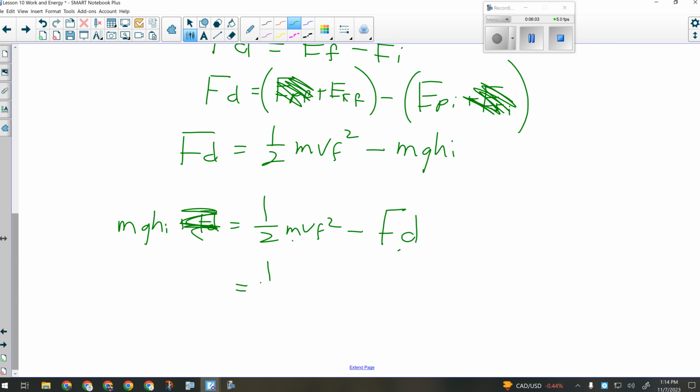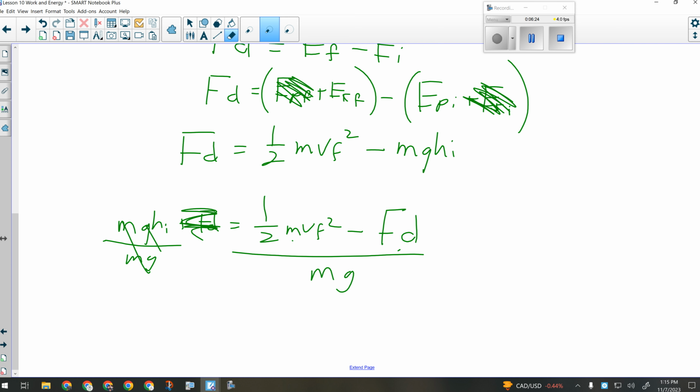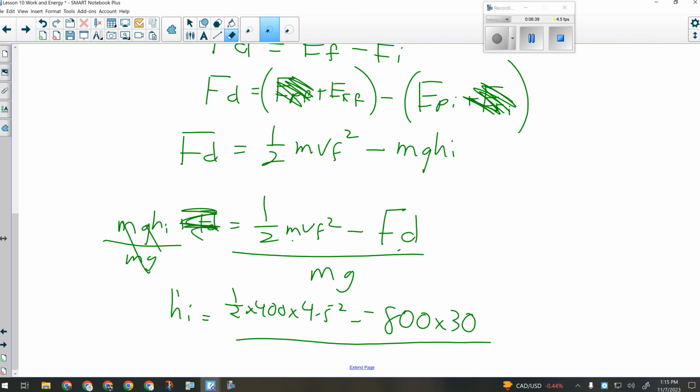Okay, so I'm going to go 1/2 times 400 kilograms, the mass of the rock. Whoops, sorry, I got to manipulate first before I get to that point. I want hi by itself. What do I do with the m and the g? Divide. Now I can plug in my numbers. So hi is going to be 1/2 times 400 times 4.5 squared minus negative 800 newtons times 30 meters divided by 400 times 9.81. I think I got all the right numbers there.